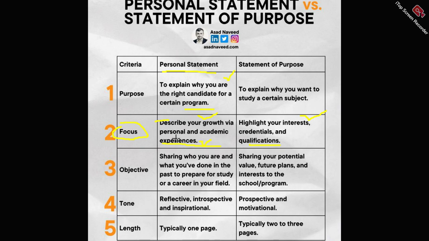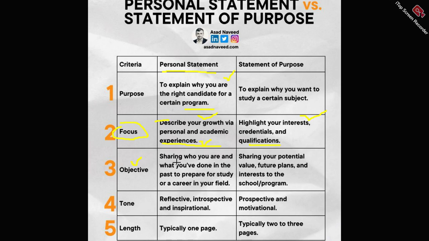So stay tuned. Now the third thing is the objective. This is the most important thing in your statement of purpose. The personal statement's objective is to share who you are and what you have done in the past to prepare for study or a career in your field. For example, if I am a physics student and I have done my research in medical physics, I'll share in the personal statement who I am: I am a physics student. What I have done: I have done my research in medical physics, to prepare for study or a career in my field.